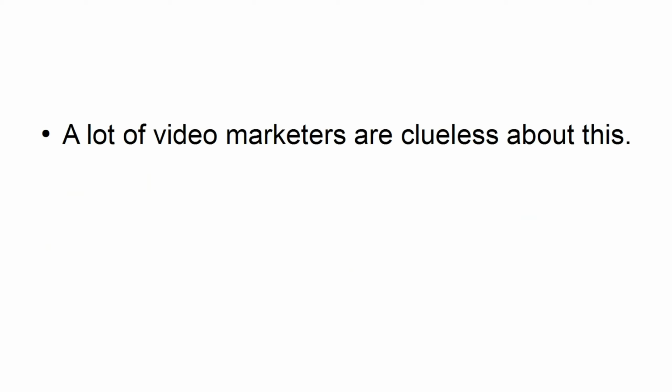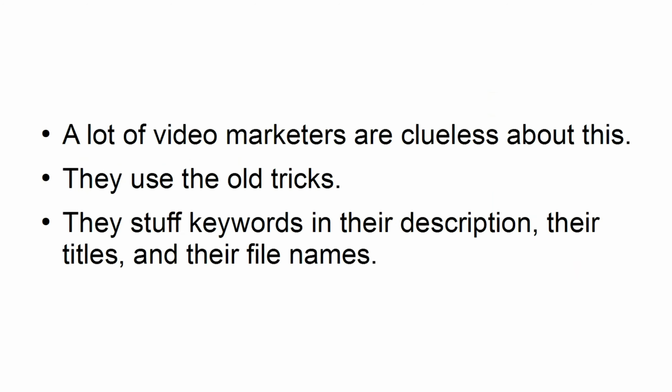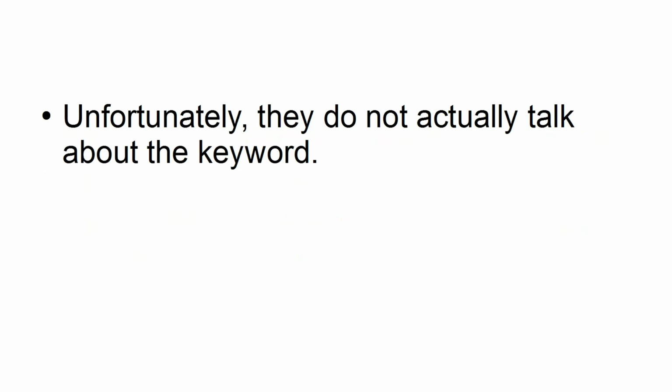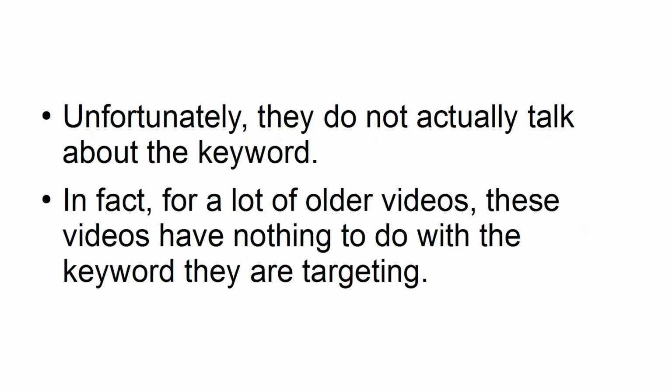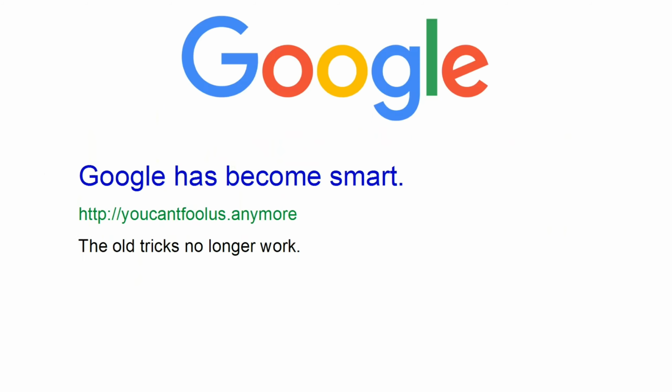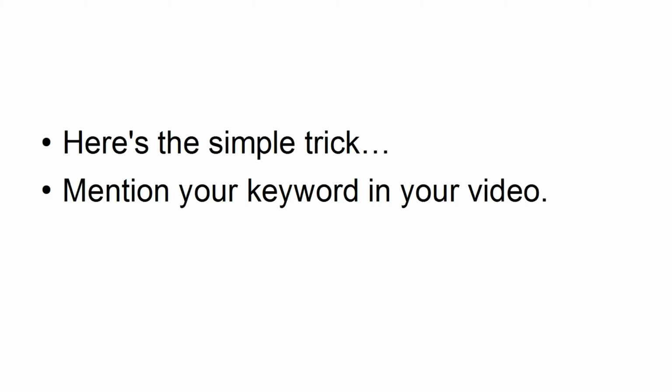A lot of video marketers are clueless about this. They use the old tricks. They stuff keywords in their description, their titles, and their file names. Unfortunately, they do not actually talk about the keyword. In fact, for a lot of older videos, these videos have nothing to do with the keyword they are targeting. Google has become smart. The old tricks no longer work. Here's the simple trick. Mention your keyword in your video.